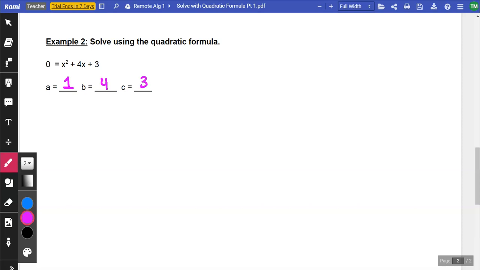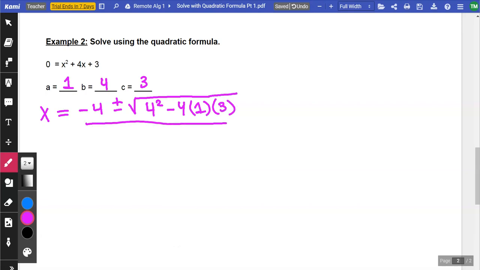So let's set up our quadratic formula. x is equal to the negative of 4 plus or minus the square root of 4 squared minus 4 times a times c, all over 2 times a, or in this case 2 times 1.